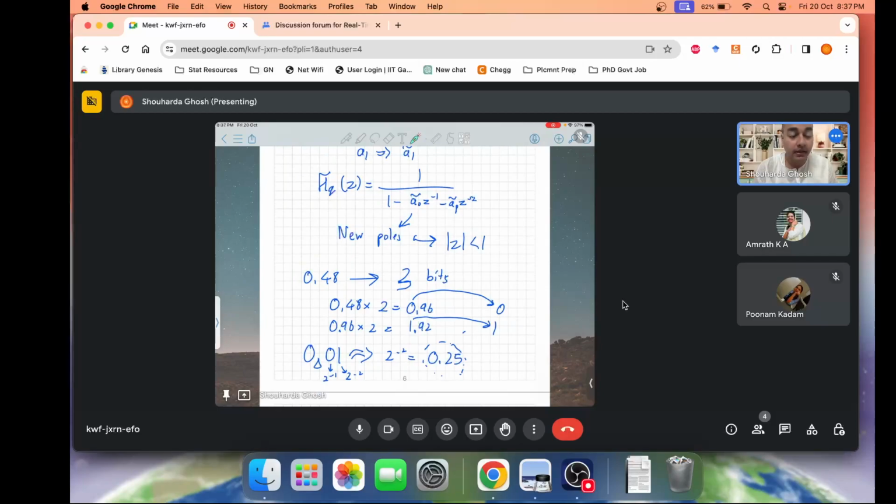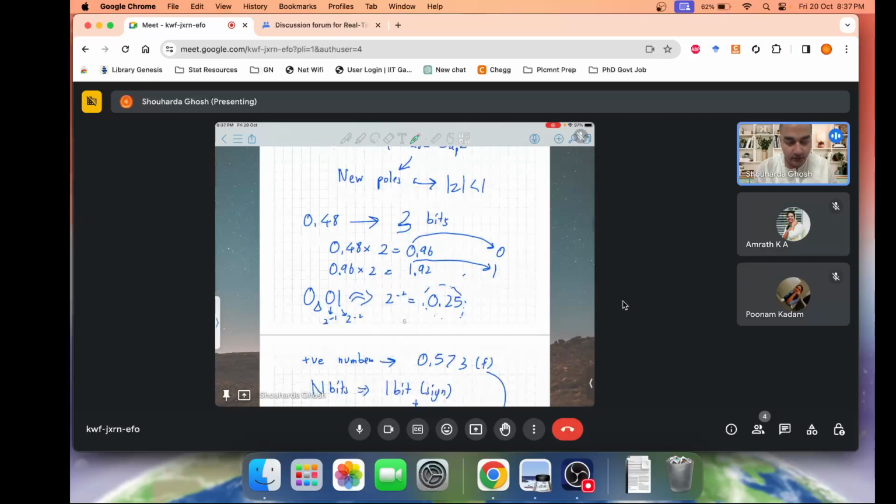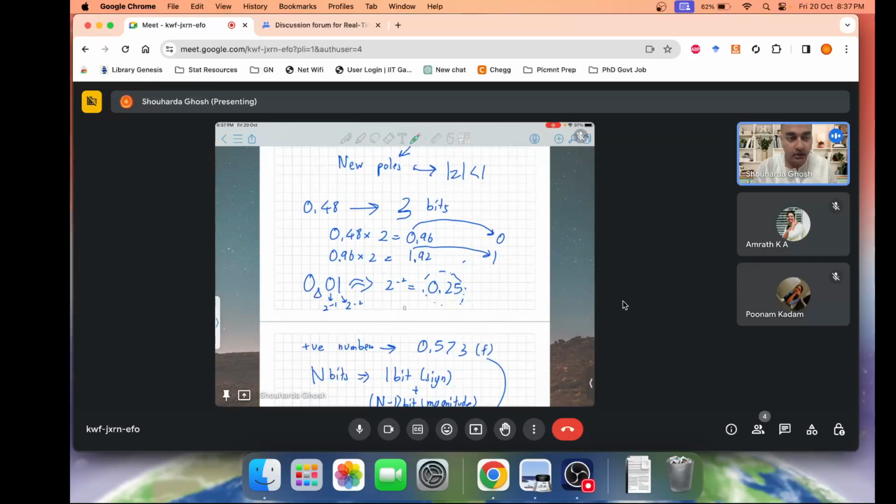binary fractional number. We'll use the same multiplication by 2 format to obtain this: 0.01. And when you just keep it to 3 bits, 0.01, you actually end up getting a different coefficient, that's 0.25. So if your number of bits is quite low, then you may end up having a completely bad response.